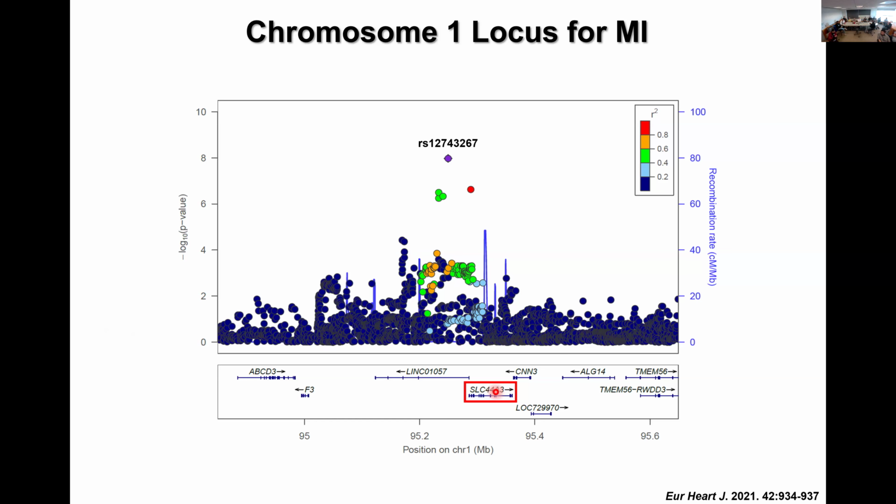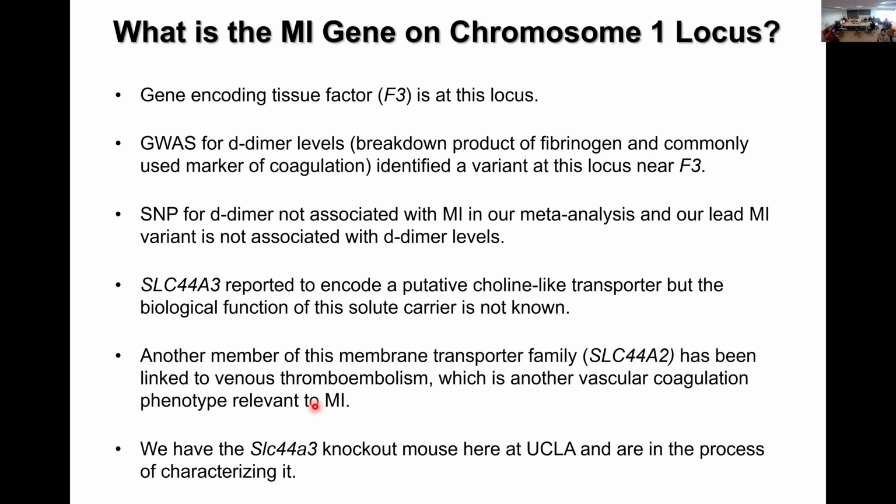But to this day, we still look at this locus and wonder, is it really SLC44A3? Because if you look a little bit further down, there's factor 3, which is very well known to be involved in thrombosis, et cetera. So if you have a locus that's associated with the thrombotic event, and then you have a coagulation factor that's next door, why would we focus on SLC44A3? But we tried our hardest to say that it's factor 3, and we couldn't find any evidence that it's factor 3. So we've been focusing on SLC44A3.